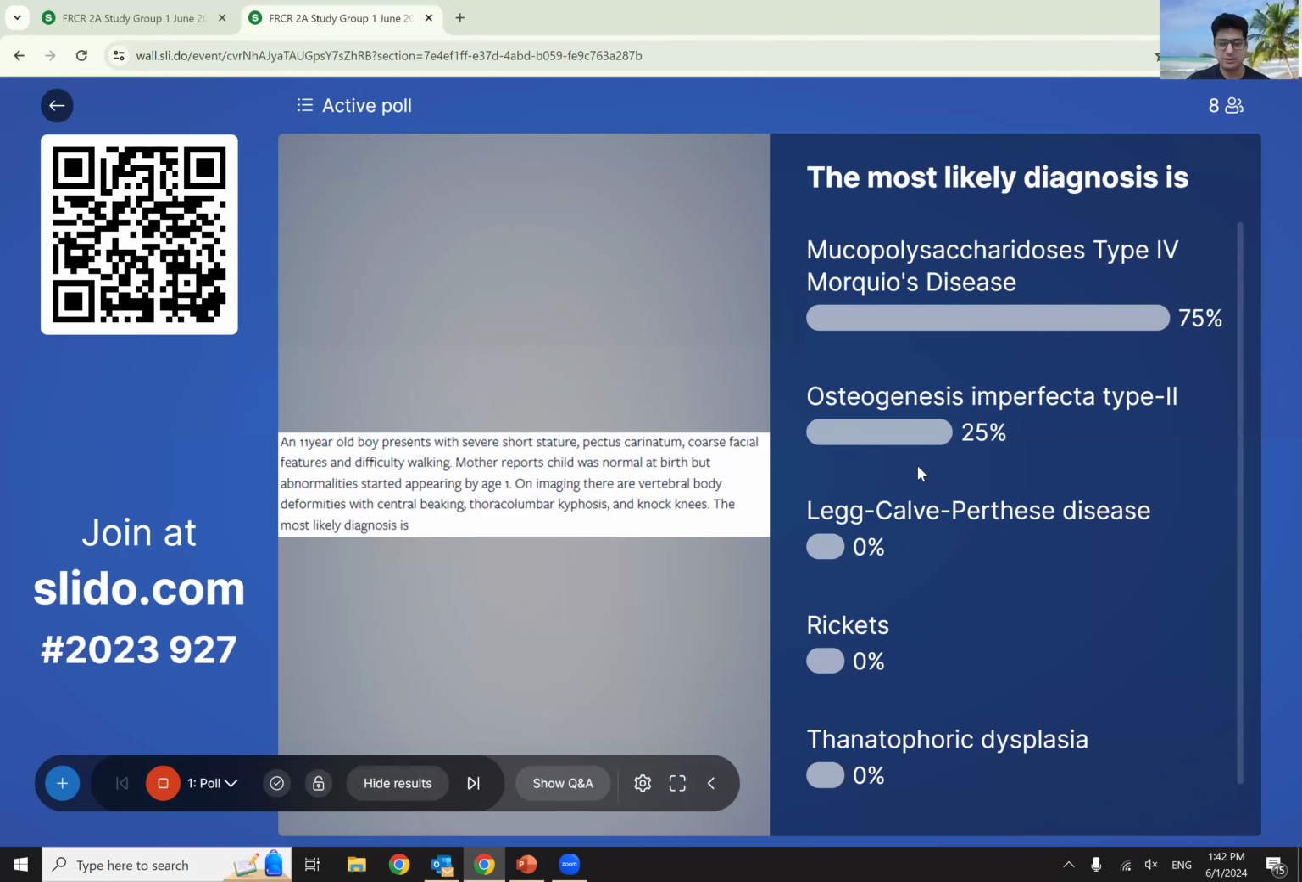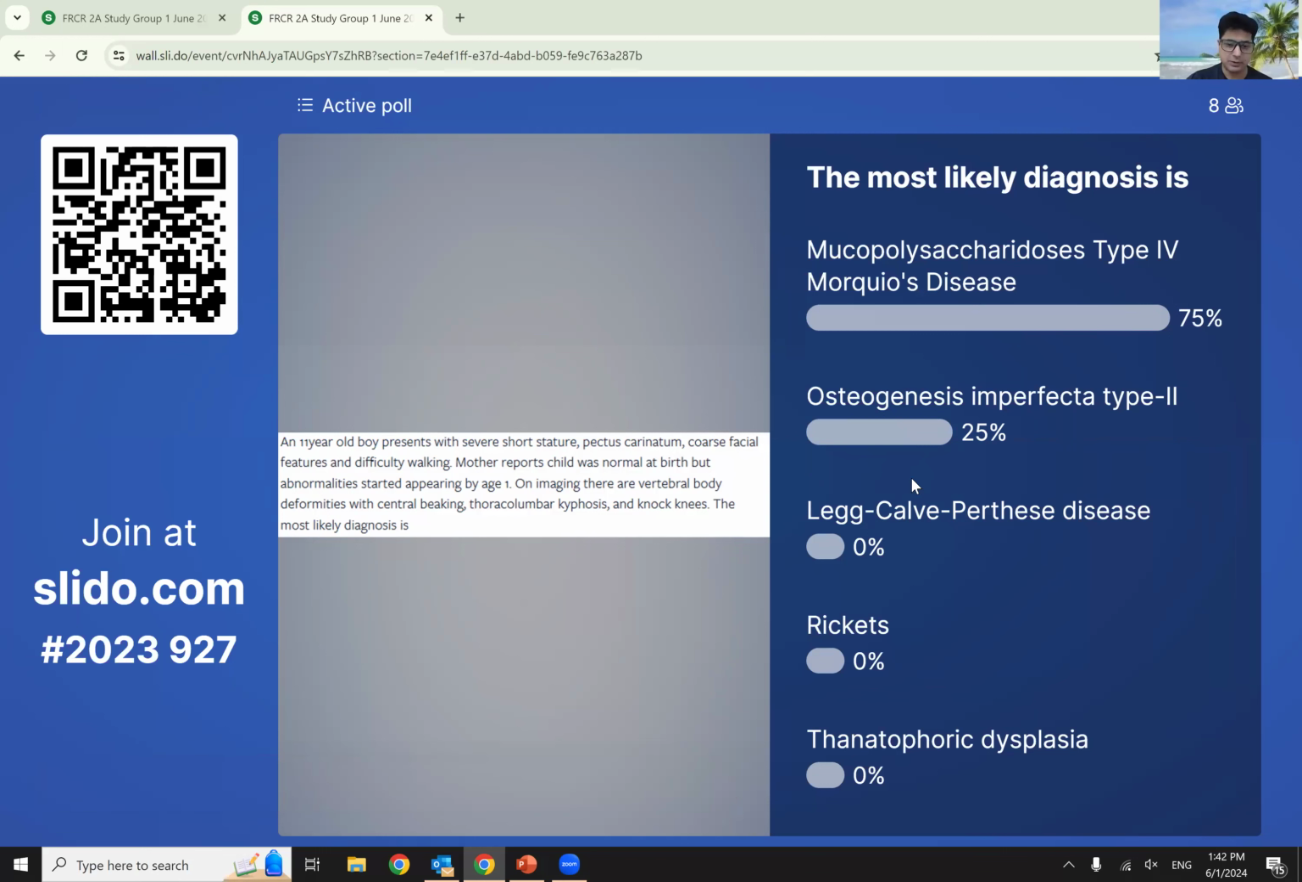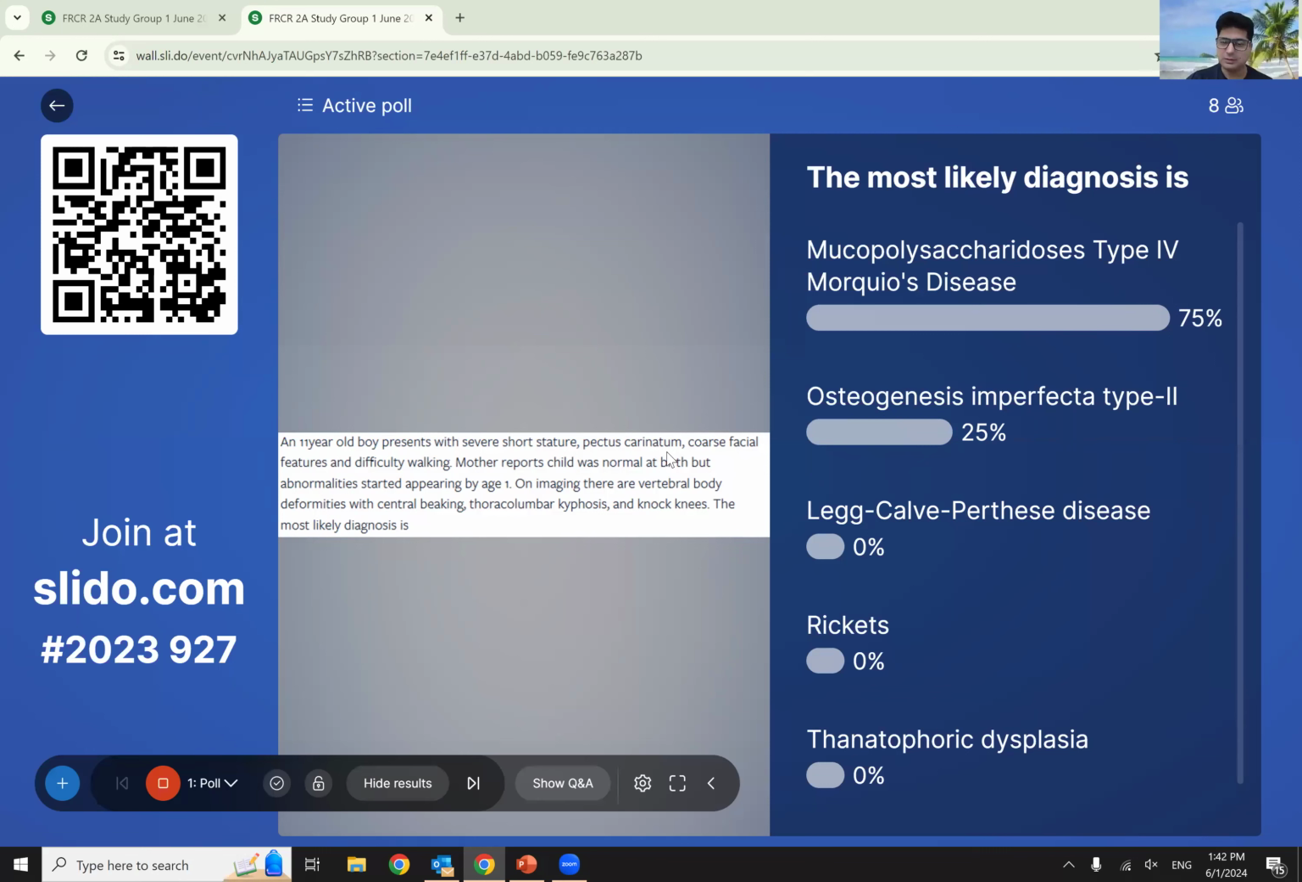Now these two. Yes, osteogenesis imperfecta can be a remote option. But why it's not the correct option is because this is also one of the fatal skeletal dysplasias, and again they do not make it to 11 years old. However old they are, they can have a short stature because of the recurrent fractures of the long bones, so they don't grow as well. But pectus carinatum is not their typical feature. Same goes for coarse face.